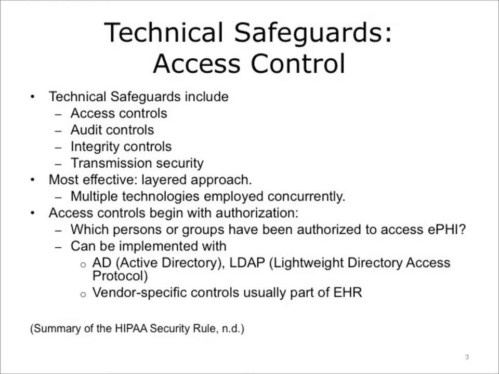HIPAA demands that sufficient measures be put into place at the technical level to guard healthcare data from all reasonable means of attack and unwanted disclosure. Technical safeguards address access controls, audit controls, integrity controls, and transmission security. The access control technical requirement mandates that, quote, a covered entity must implement technical policies and procedures that allow only authorized persons to access electronic protected health information, end quote.